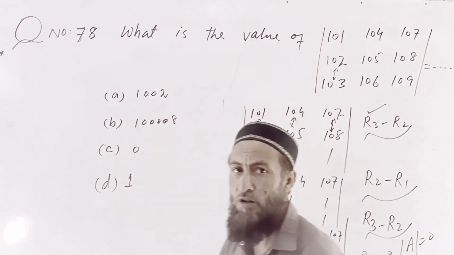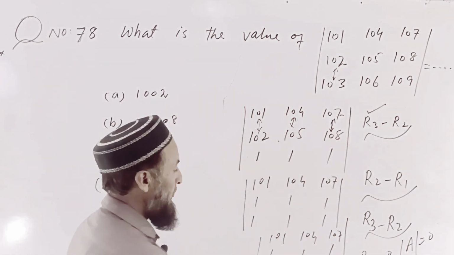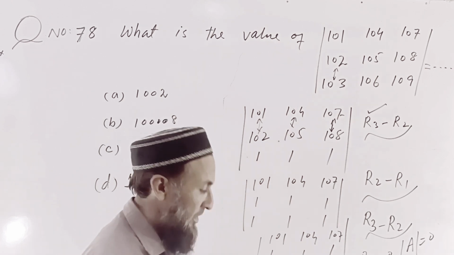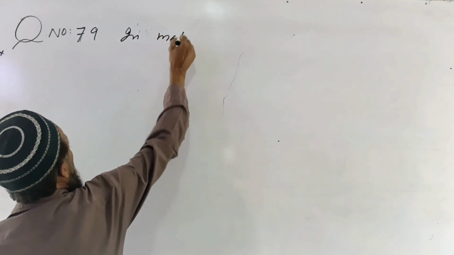According to the determinant properties we have already discussed, if any row or column of the determinant is 0, then the determinant must be 0.